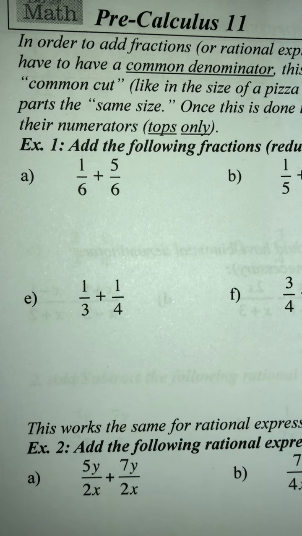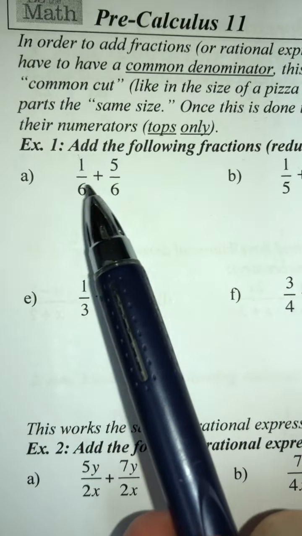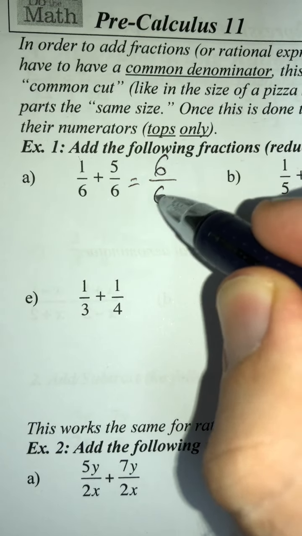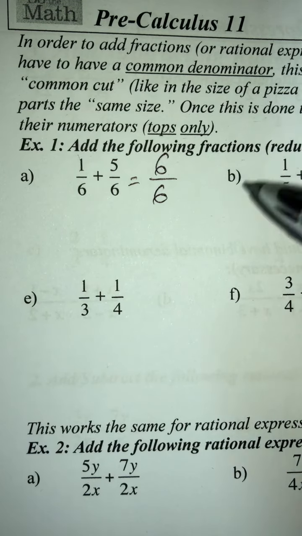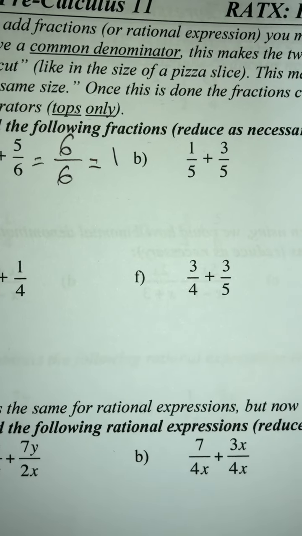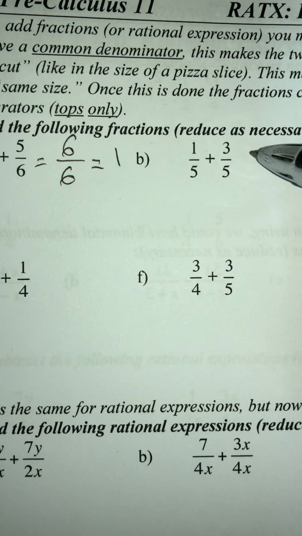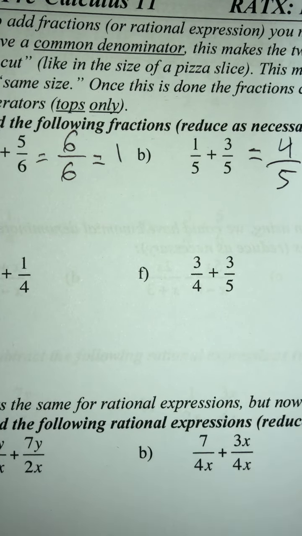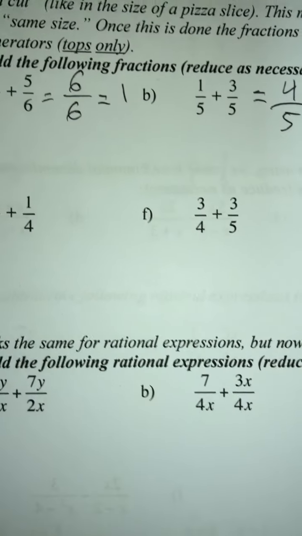Remember, with adding or subtracting fractions, you need to make sure that your denominators are the same. If your denominators are not the same, you cannot combine them. So for instance, here we've got 1 over 6 plus 5 over 6. Denominators are the same, so I can add the tops, leave the bottoms the same, and simplify. Always simplify. So we can do another one. 1 over 5 plus 3 over 5. Add the tops, you get 4 over 5.